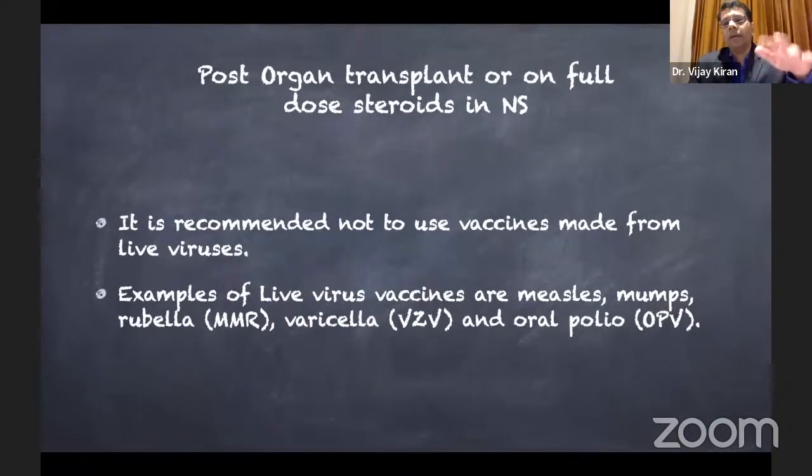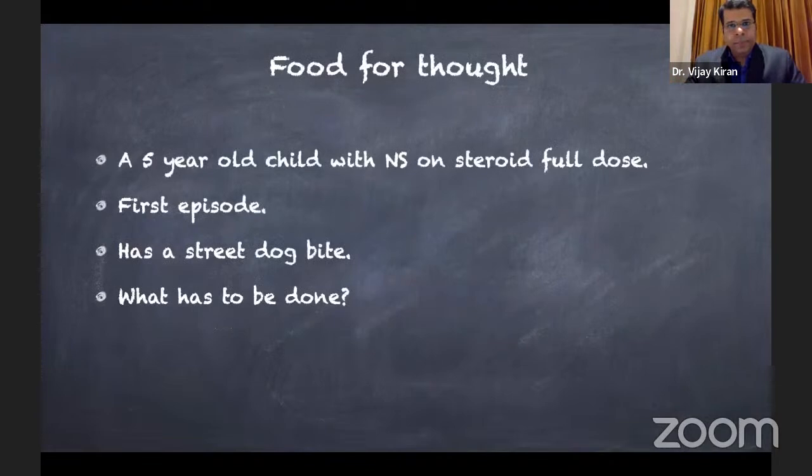Now, post-transplant, or if the child is on full dose of steroid, especially for nephrotic syndrome, we usually avoid vaccinations, and if at all required, only inactivated vaccines have to be given. Live vaccines are strictly contraindicated. So what is better not to give is MMR, varicella, and oral polio. Instead of that, we can go for injectable polio vaccine. Or if these children are on alternate day steroids and are in the tapering schedule, you can go ahead and give vaccination.